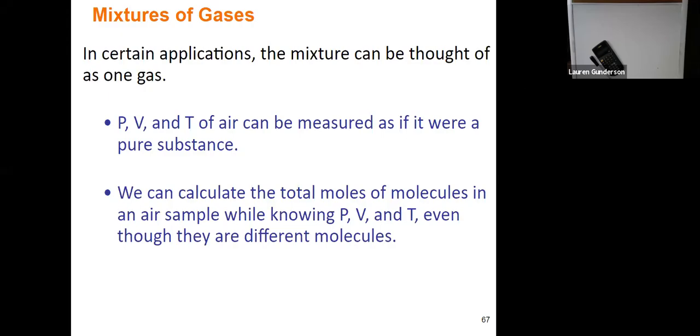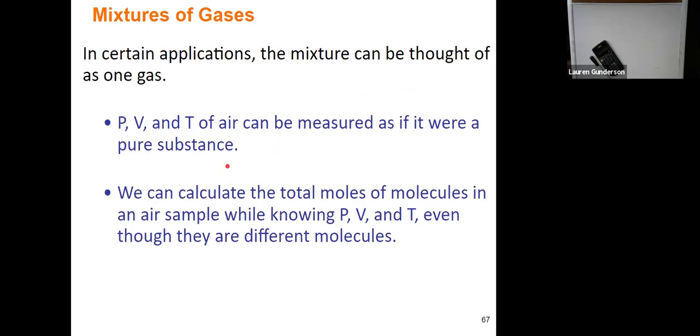Okay, so let's look at mixtures of gases, picking up where we left off. In general, when you're looking at a sample of gases, just by looking at your sample container, you cannot tell how many different types of gas are present in your gas sample. That's because regardless of how many different types of gases are present, they behave as one uniform pure substance, okay?